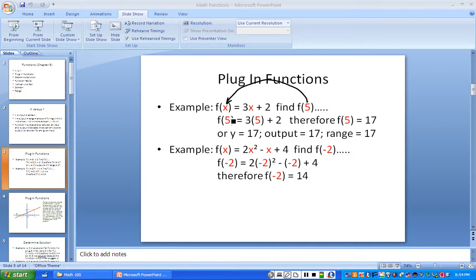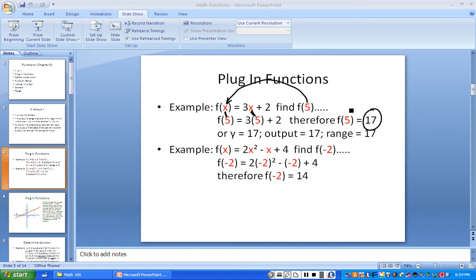If I put a 5 everywhere x was, and I'm showing it to you in red, then I get an answer. So f of x equals 3x plus 2, put a 5 in, that's 3 times 5 plus 2. Then I get an answer of f of 5, because I replaced x with 5, equals 17. So 17 would be my answer.